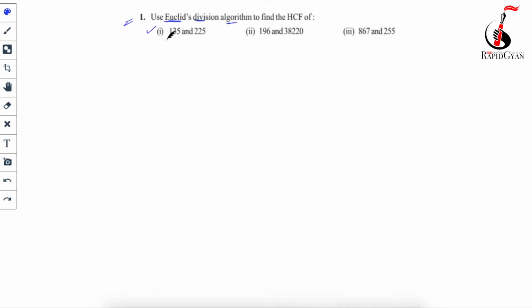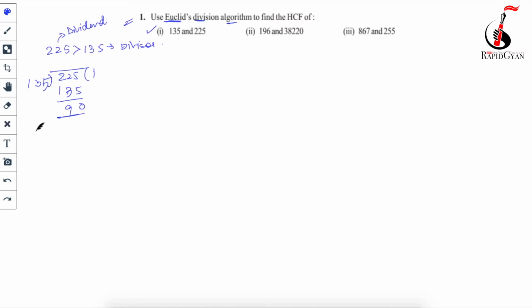So what you are seeing over here in the first part, there are two numbers 135 and 225. We can clearly see that 225 is greater than 135. So here your 225 will become your dividend, and 135 will become your divisor. Now I'm going to divide 225 by 135. Of course it will go just one time. It's 135, and it's 0, 9. So your remainder is 90.